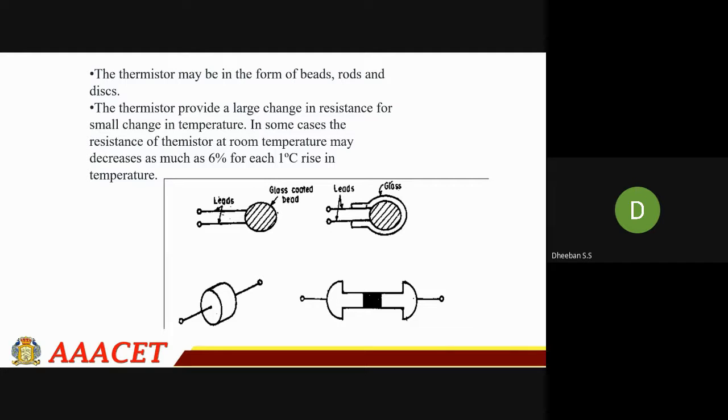Thermistors may be in the form of beads, rods, or discs. They are just like sensors. Thermistors provide a large change in resistance for a small change in temperature. Here an example is given. In some cases, the resistance of a thermistor at room temperature may decrease 6% for each degree C. So if it goes from 25 degrees C to 26 degrees C, your resistance value gets dropped.